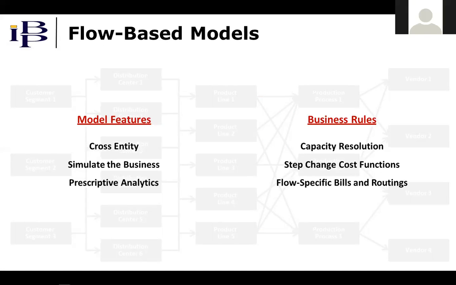And in terms of how sophisticated the driver models are, you can look at rules about how you resolve capacity issues, step change cost functions, and flow-specific bills and routing. So, for example, you may have resources, bills of materials and routings that have one form if they go through one process or one flow, and another form if they go through a different flow.